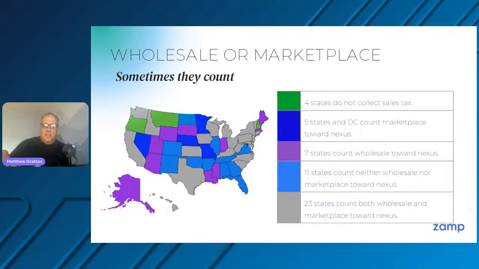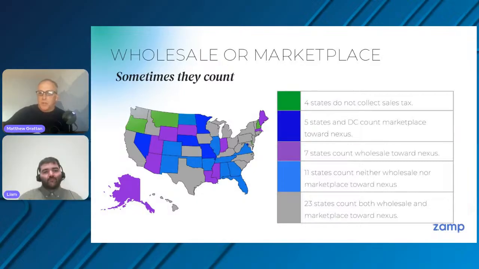But these sales channels can count towards economic nexus. So, there are states that count marketplace sales towards nexus. That's 5 states plus District of Columbia. There are states that count both wholesale and marketplace. There's 23 states there. Some don't, by the way. Some don't count either towards economic nexus.